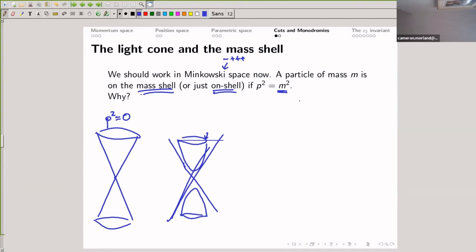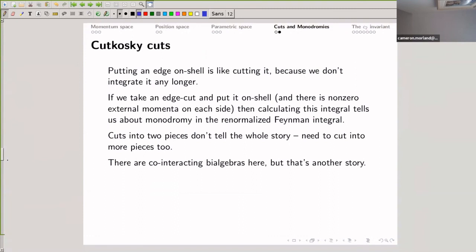Now, when you're doing Feynman integrals, you have so-called virtual particles. The idea being that inside the Feynman diagram, where things are sort of Planck small, then in fact you can go off the mass shell, but only inside something you're going to integrate out, not in a final answer. Okay, so the point is, why did I tell you this? It's that putting an edge on shell is like cutting it. Because if you put it on shell, it's no longer a degree of freedom. It's no longer a thing you need to integrate. That's what you want to remember: on shell is cutting an edge.